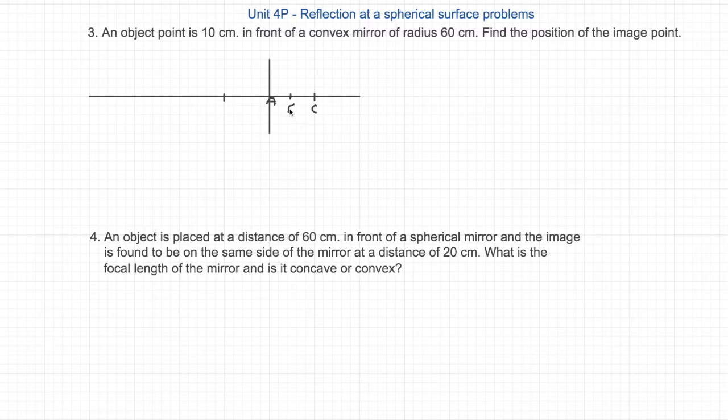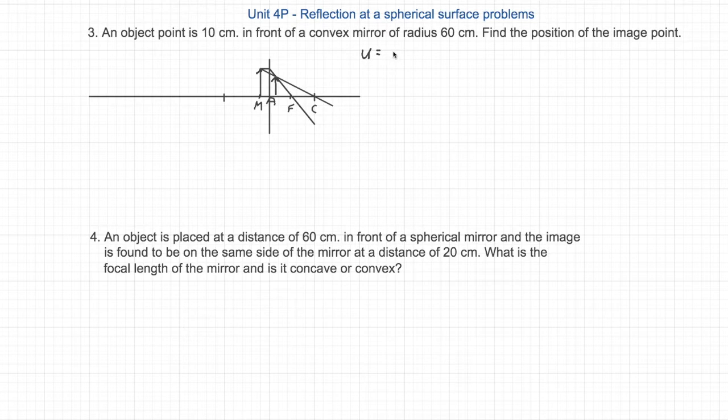A is the mirror vertex. The focal point is halfway between A and C. And we'll place our object 10 centimeters in front of the mirror, pretty close to it. We'll construct our parallel ray that reflects through the focal point. We'll construct our ray along the normal. Those two rays intersect just behind the mirror, forming a virtual erect image.